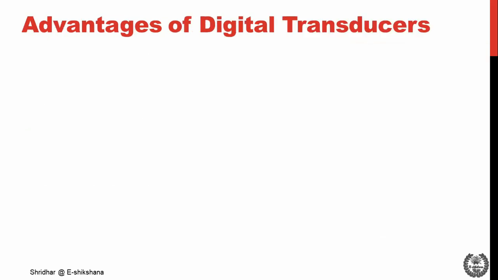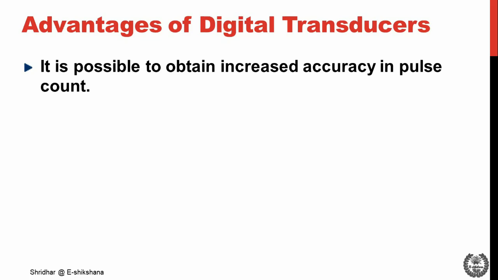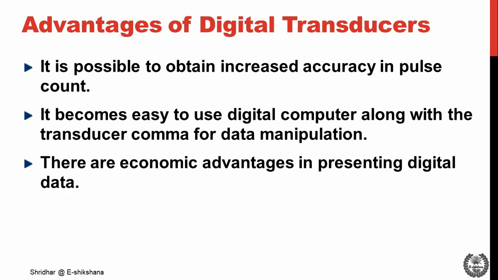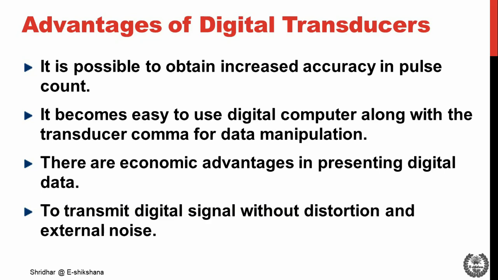The advantages of digital transducers are: it is possible to obtain increased accuracy in pulse count. It becomes easy to use digital computers along with the transducer for data manipulation. There are economic advantages in presenting digital data. It is easy to transmit digital signals without distortion and external noise. Also, the output signals of digital transducers do not depend on the signal amplitudes.